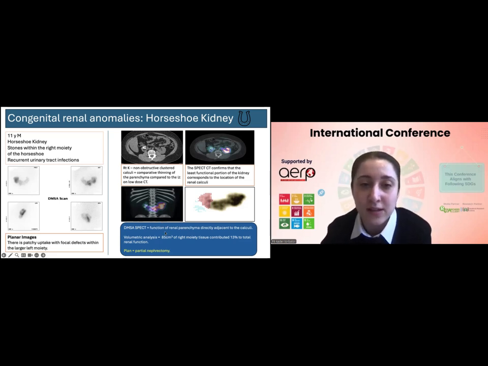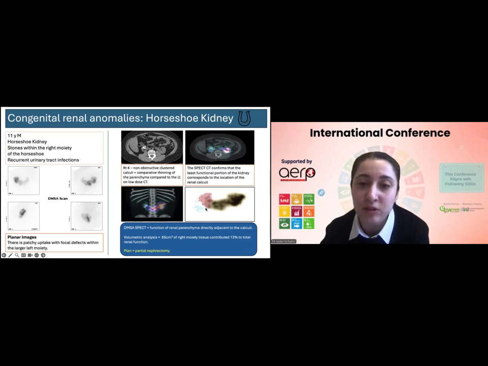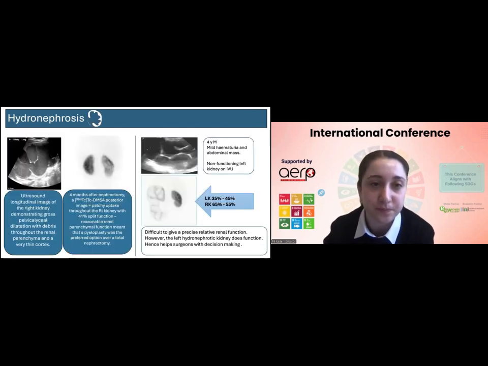The useful aspect of a SPECT CT scan is that we can carry out 3D volumetric analysis, and here we can see in the right lower image with the little pixels, 85 cubic centimeters of the right moiety tissue of the horseshoe kidney actually only contributed about 13% of the total renal function, which is actually where the stone was. So this patient went on to have only a partial nephrectomy. The least functioning area was removed, which led to better functioning later on in the next follow-up images.